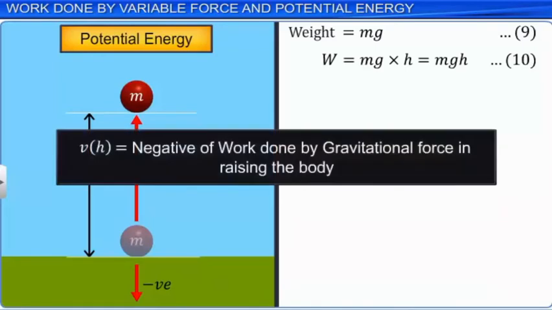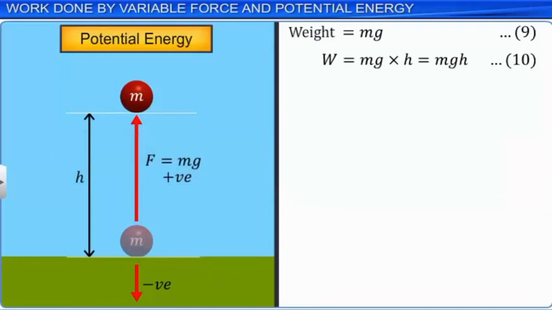The gravitational potential energy of the body as a function of height h is denoted by V of h, and it is the negative of work done by the gravitational force while raising the body through the height. Thus, we have V of h is equal to mgh. If h is the variable, it can be easily shown that the gravitational force F is equal to the negative of the derivative of V of h with respect to h.